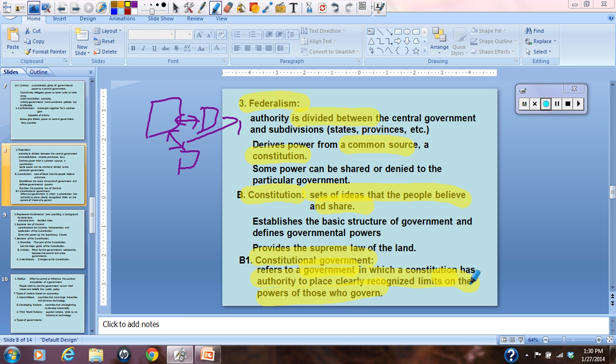Okay, good. It's a government with authority clearly has limits on it. It's a government that has its powers limited, all right, by a constitution. Everybody got it?